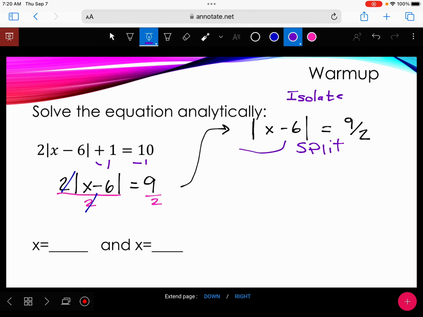So it could be that my absolute value bars aren't doing anything, and x minus 6 really does equal 9/2. Or my absolute value bars might be doing stuff, and x minus 6 actually equals negative 9/2, or negative 4.5.